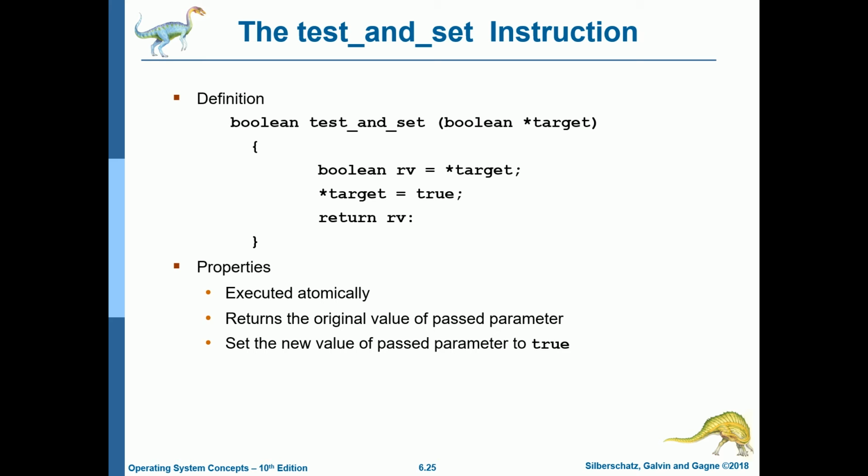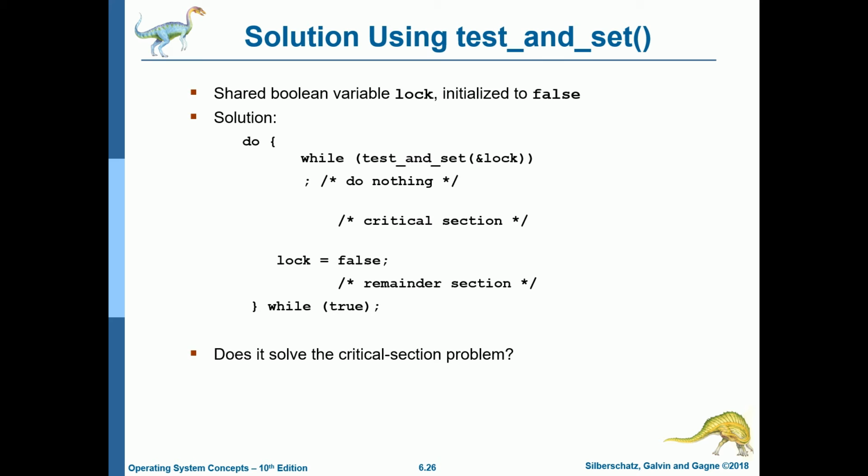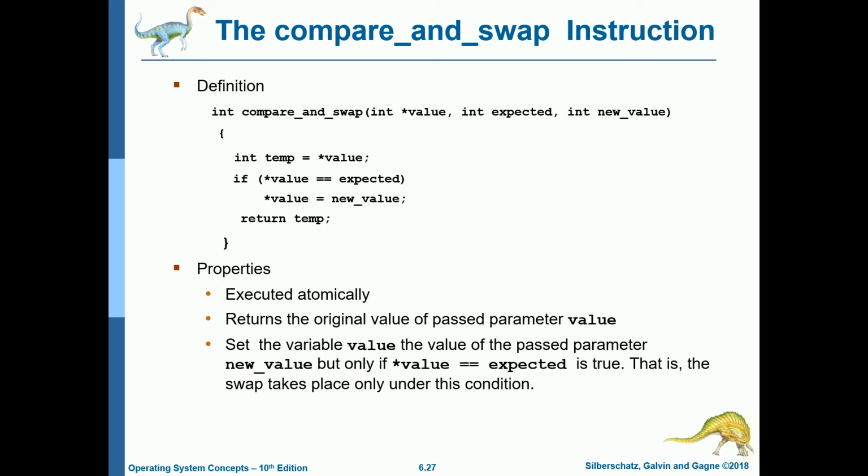If the machine supports test and set instructions, then we can implement mutual exclusion by declaring a Boolean variable lock. The structure of this process can be seen right here. Now similarly, the compare and swap instruction, just like the test and set, operates on two words atomically, but uses a different mechanism based on swapping the contents of those two words.